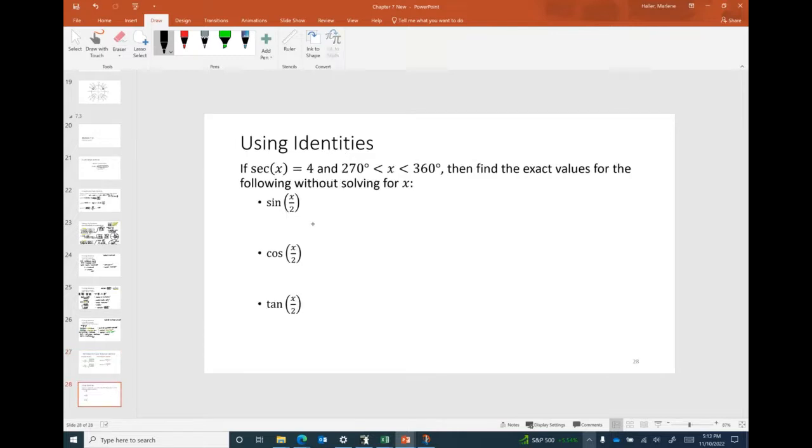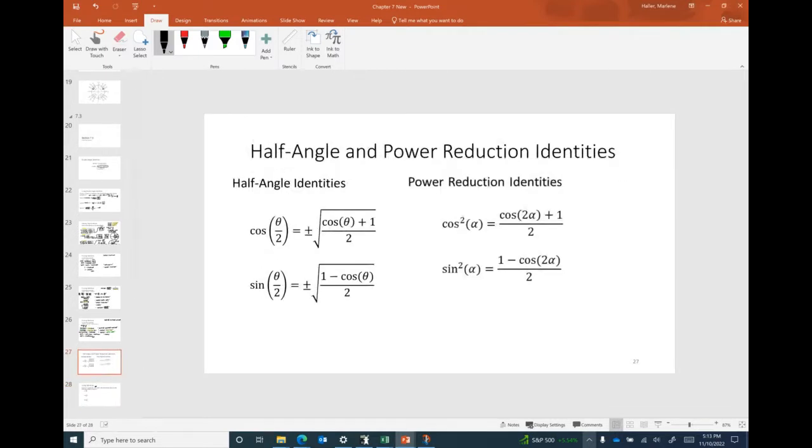All right, so if the secant of x is 4 and x is in between 270 and 360 degrees, that means x is in quadrant 4. We want to find the exact values for the sine, cosine, and tangent of the half angle without solving for the angle. All right, we have a formula for the sine of x over 2, the half angle.